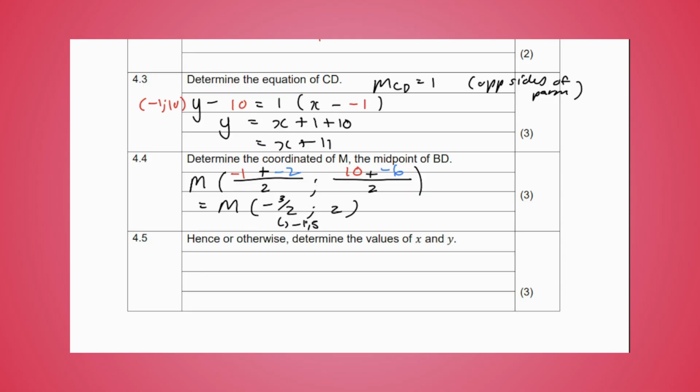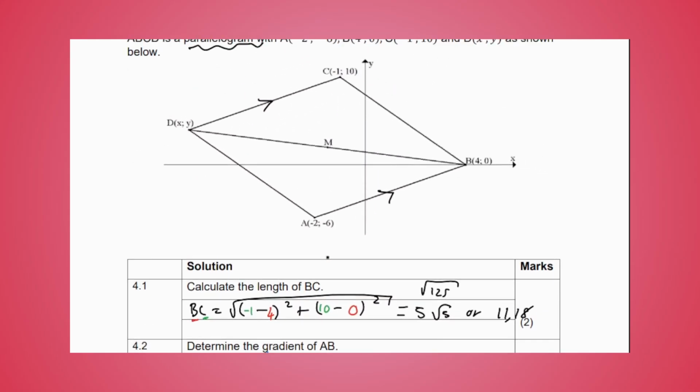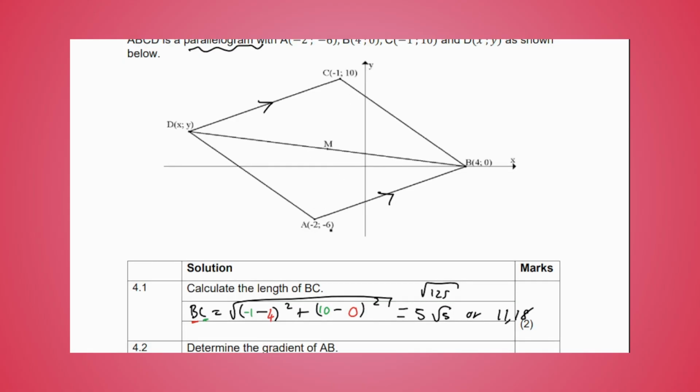You could have also found this with inspection because they didn't tell you what the midpoint was anyway. So if you found it with inspection, that would also have been fine, because it's halfway between the two x's and halfway between the two y's. And if they ask you for a reason, you say because the diagonals of a parallelogram bisect one another. In other words, they have the same midpoint.